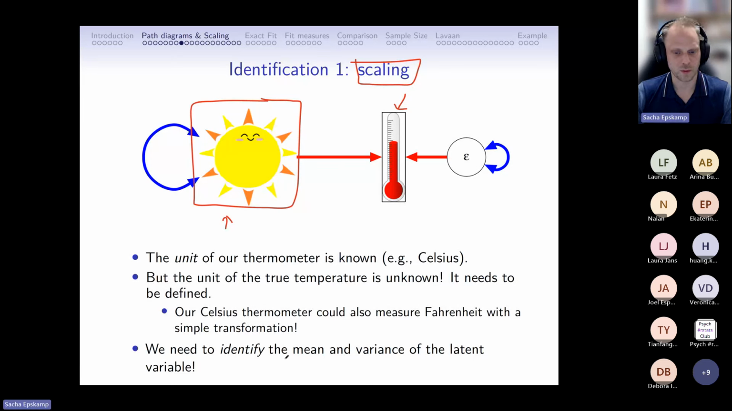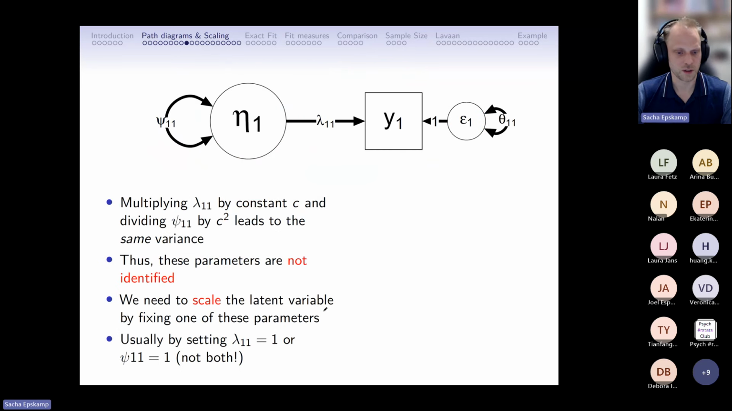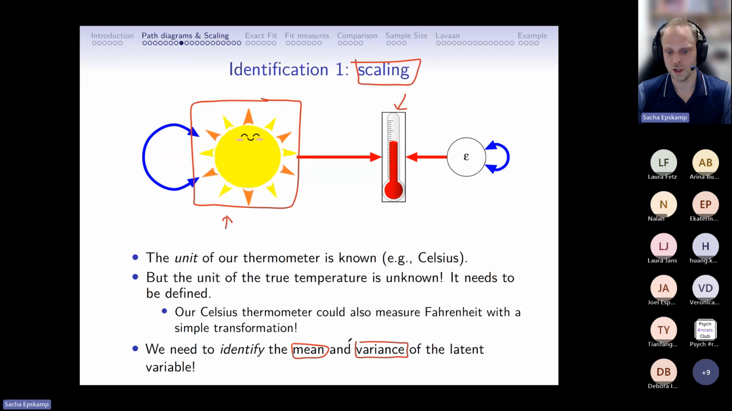So we need to identify both the mean and the variance of the latent variable somehow. Now, how do we do that? The mean we just usually assume is 0, so we just need to set some value. We don't know the mean temperature, so we need to assume some value, and that's because we can then add an intercept. That's not that important, and I'm not talking about it today because I'm assuming things are centered. The variance we need to somehow define.